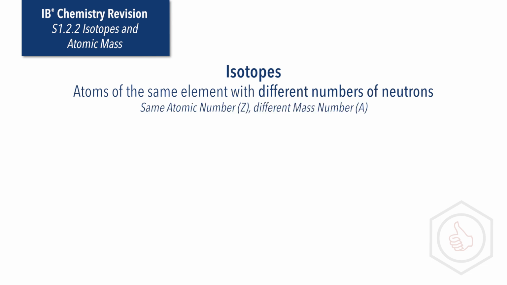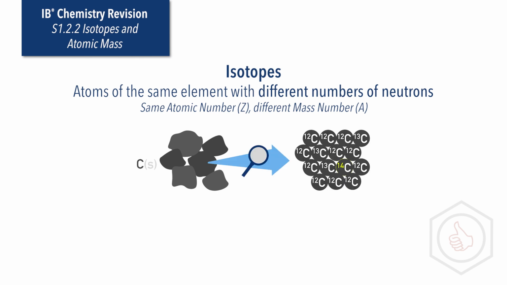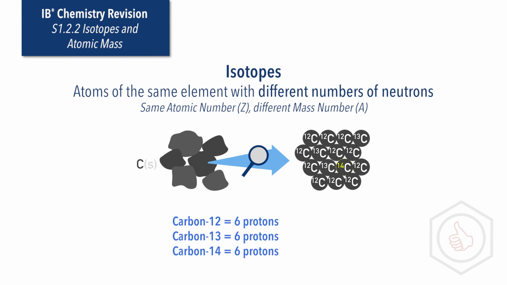For example, carbon contains naturally occurring isotopes including carbon-12, carbon-13, and carbon-14, meaning an atomic number of 6. However, atoms of carbon-12 have 6 neutrons, atoms of carbon-13 have 7 neutrons, and atoms of carbon-14 have 8 neutrons, giving mass numbers of 12, 13, and 14.